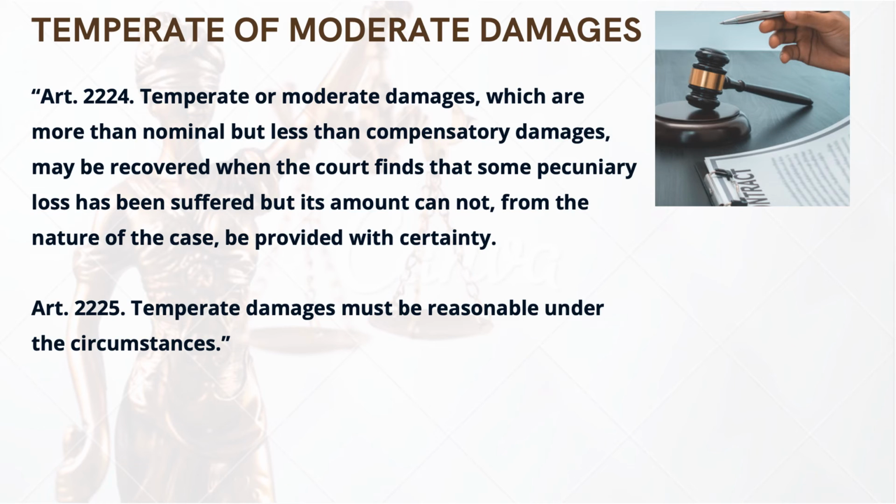Temperate or moderate damages. According to Article 2224, temperate or moderate damages, which are more than nominal but less than compensatory damages, may be recovered when the court finds that some pecuniary loss has been suffered but its amount cannot, from the nature of the case, be provided with certainty. Temperate damages must be reasonable under the circumstance. So there are some cases where proof of pecuniary loss cannot be presented or offered, but the court is convinced that there has been a loss. So rather than the plaintiff suffering without redress from a wrongful act of the defendant, the judge should be empowered to calculate moderate damages in some of the cases.